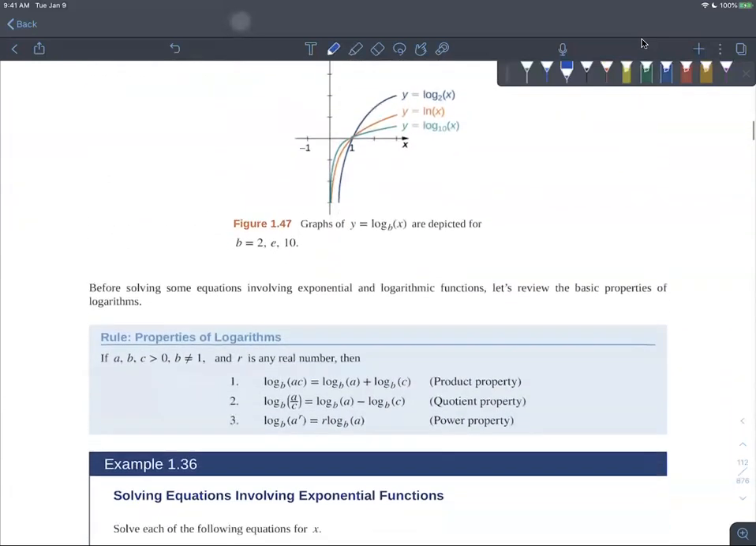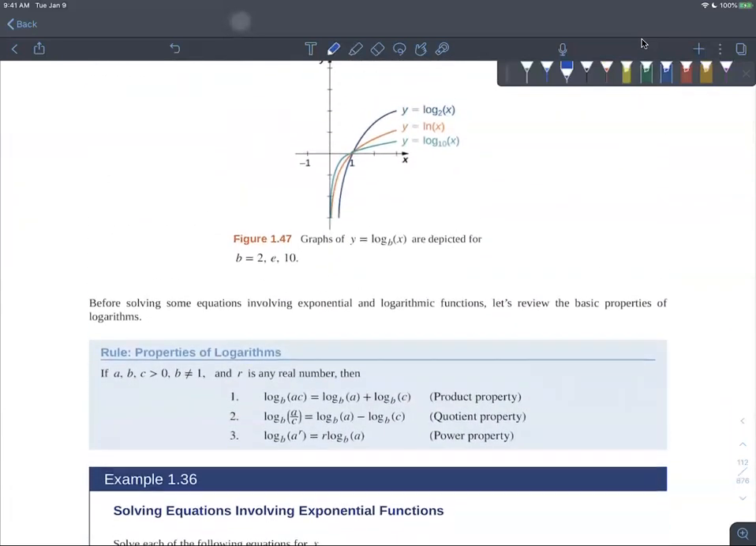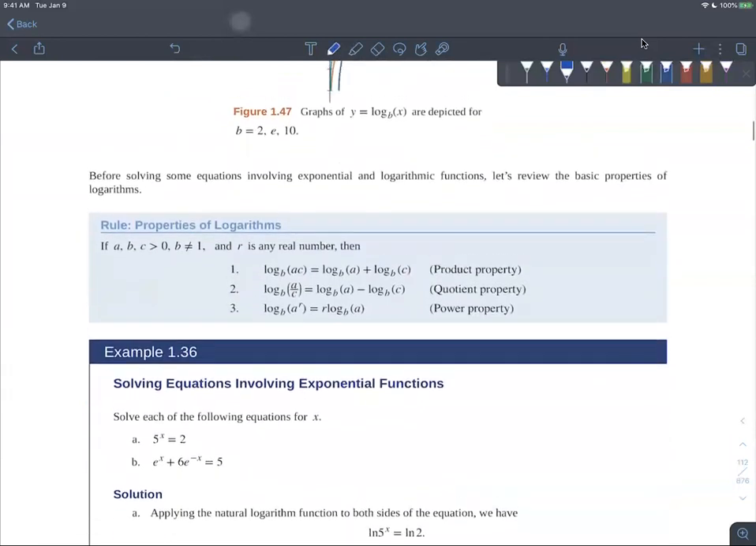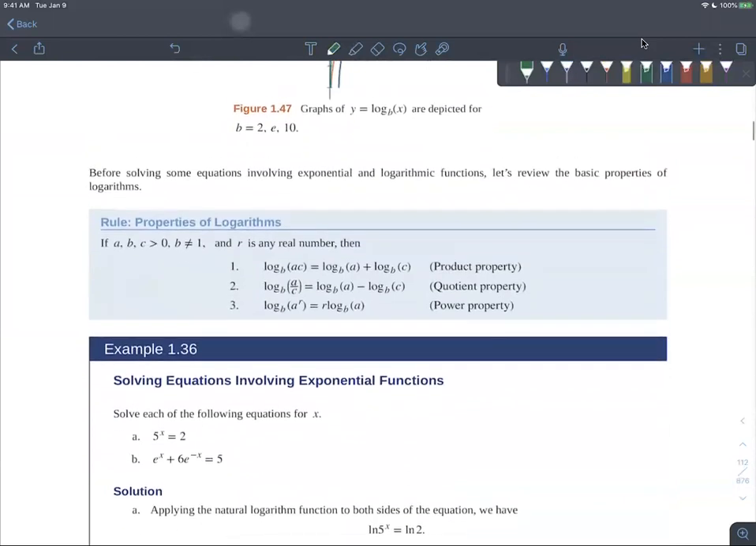Okay, very good. Before solving some equations involving exponential and logarithmic functions, let's review the basic properties of logarithms. So what do the properties of logarithms say? These are kind of similar to the exponential properties. They actually rely on them.